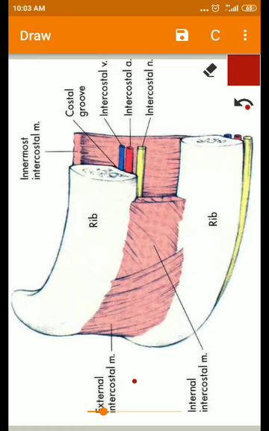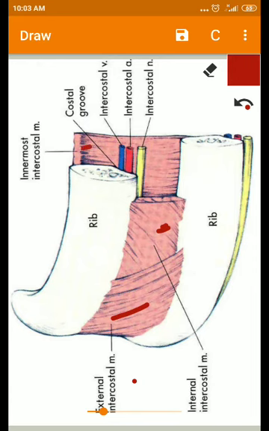Dear students, welcome back. Now we are going to see the intercostal muscles. The intercostal muscles are the intrinsic muscles of the thorax. The intercostal muscles are of three types. One is the external intercostal muscle. Next is the internal intercostal muscle, and the innermost intercostal muscle, that is the transverse thoracic muscle.